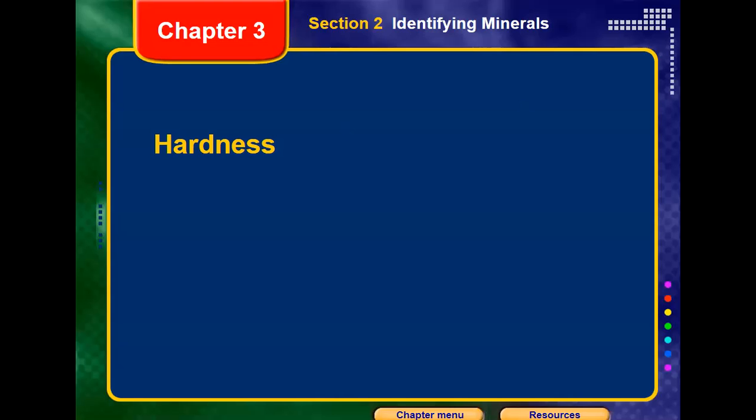Today, inshallah, we're going to continue section 2 of chapter 3. We're still talking about how to identify minerals. Last time we said that we have different minerals, and all these minerals share general characteristics: they are solid, natural, have a fixed chemical composition, and have a crystalline shape. We know this.